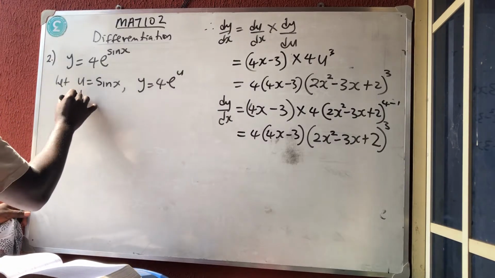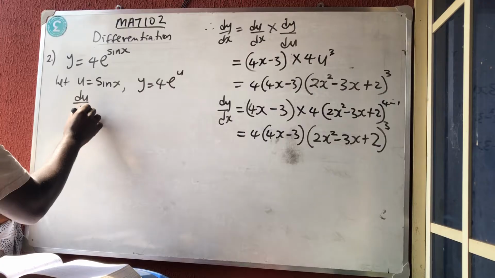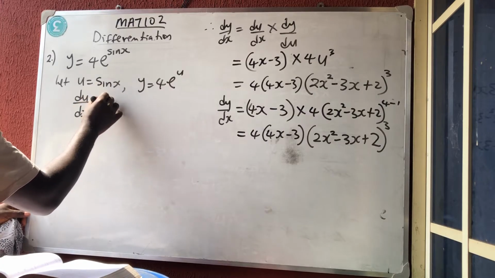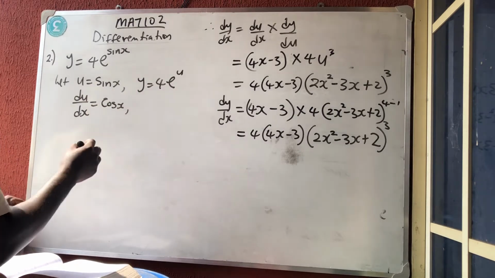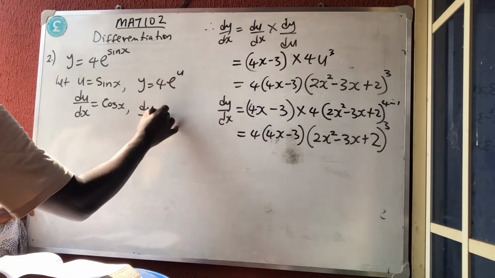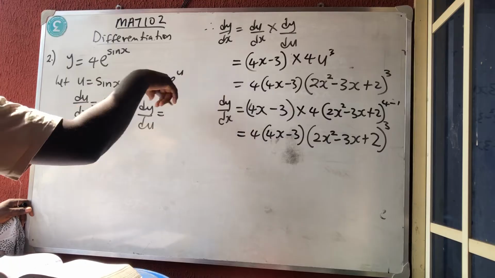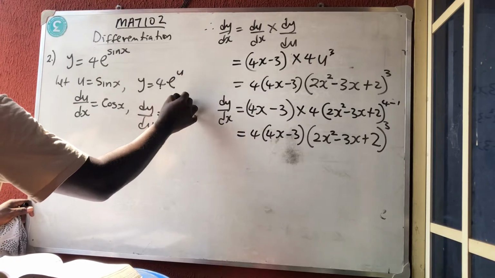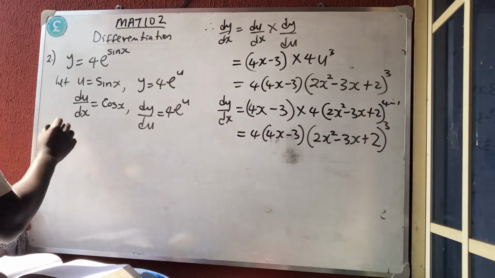So let's go now. These two will give me du/dx, which is what? Differentiation of sine is just cos x. Then dy/du will give me what? Differentiation of e raised to power something is e raised to power that thing. So 4 e raised to power that thing doesn't change. So my answer is now what?